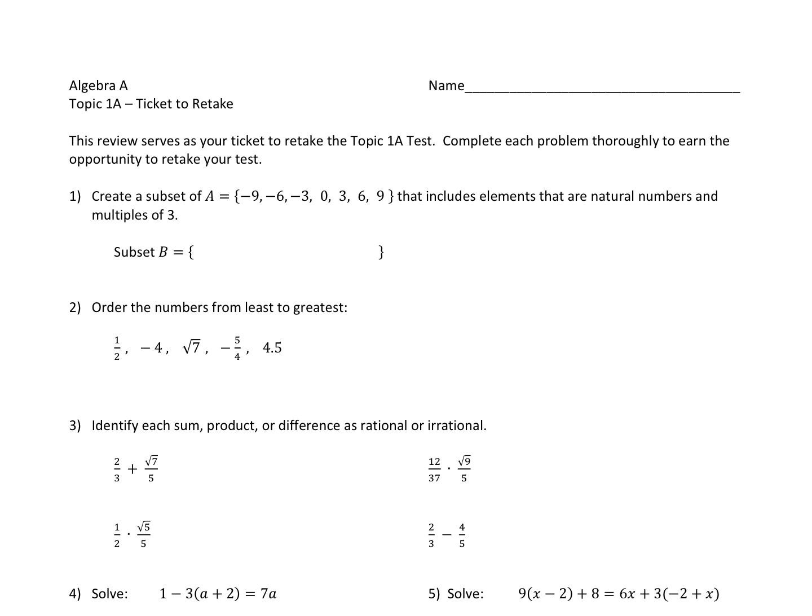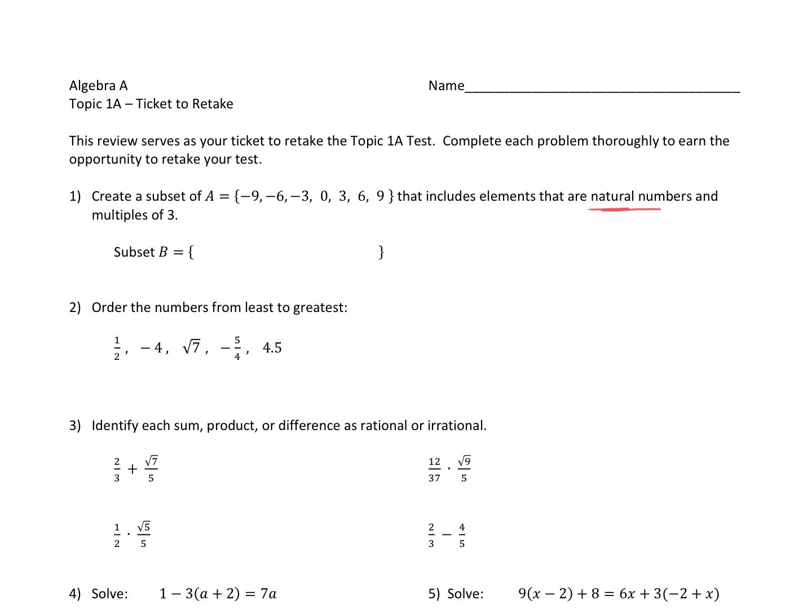All right, so number one says create a subset of A. So that means what we create will come from this larger set A. But our subset B is going to include elements that are natural numbers and multiples of 3. So we have to review a little vocab here.